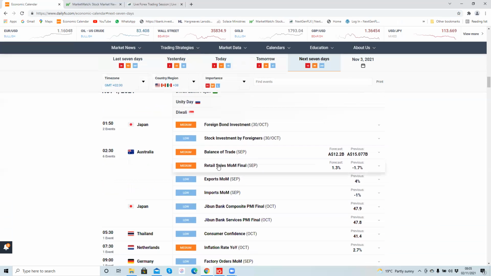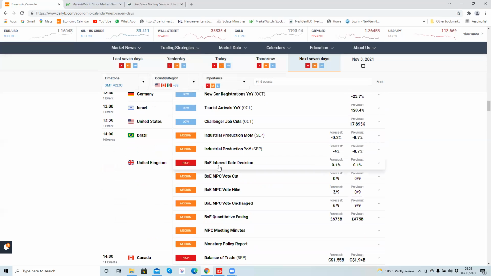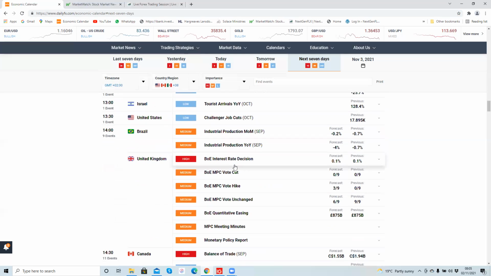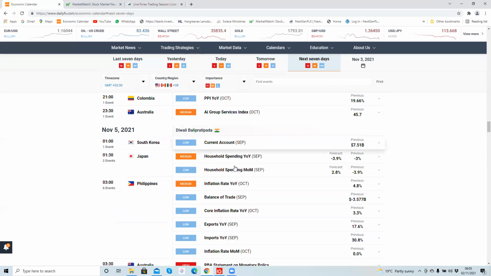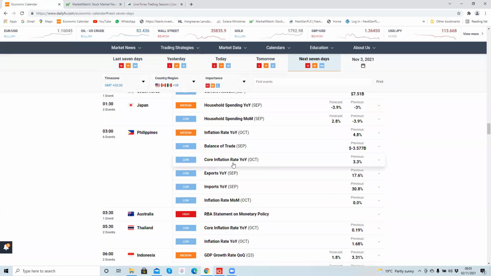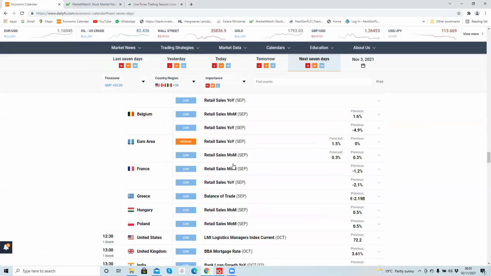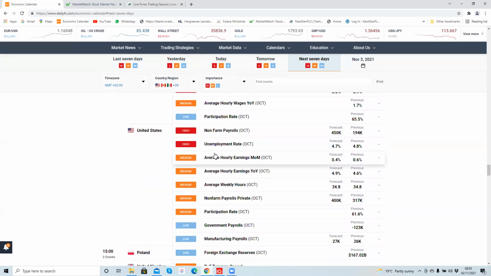Then let's look at Thursday the 4th. We have the Bank of England interest rate decision, another report of huge importance. And then another big one for this week is on Friday the 5th, where we have the US non-farm payroll report and the US unemployment rate report. So there are some huge reports coming out this week. In view of that, I'm just going to have 1 live attempt at the market today.